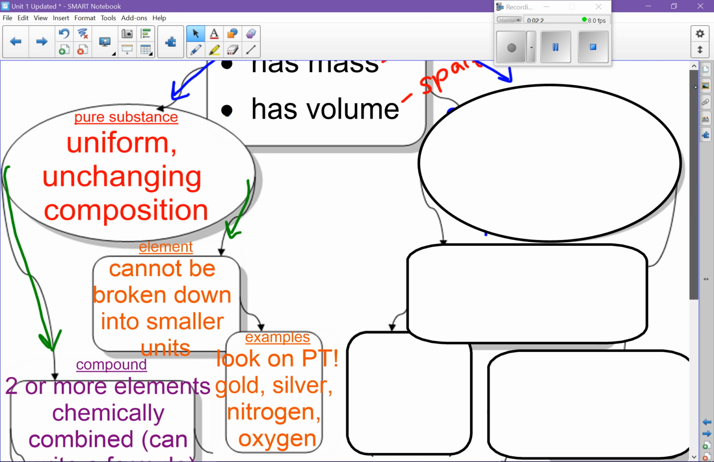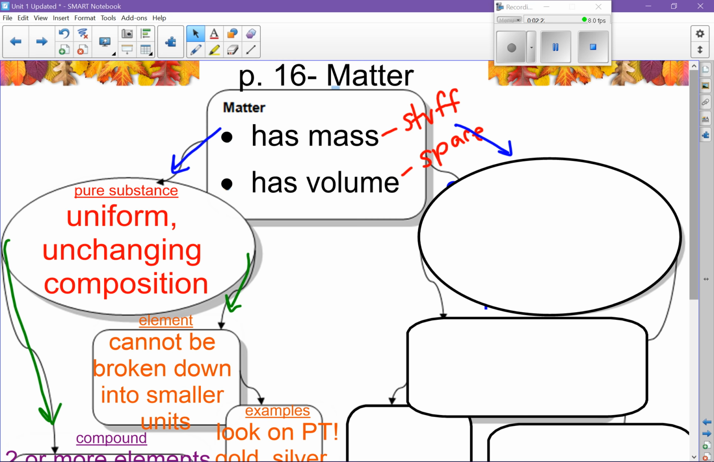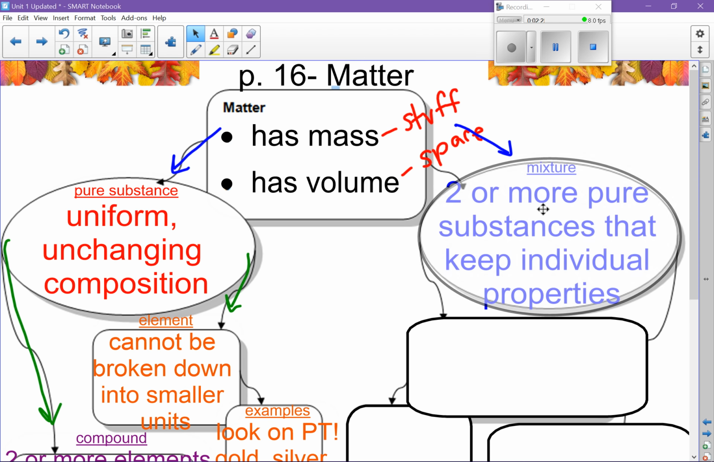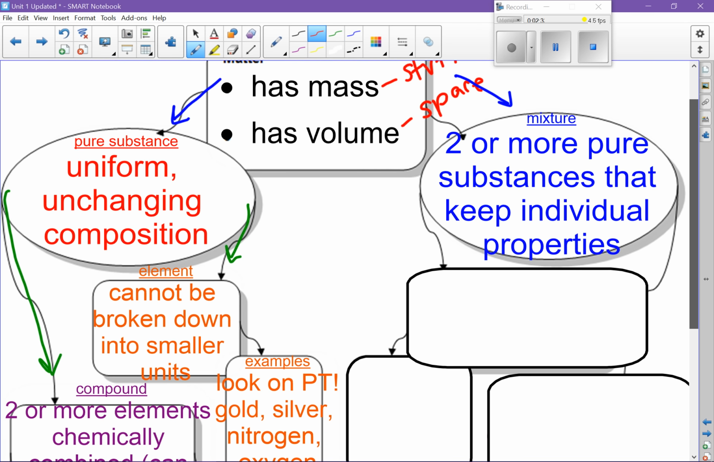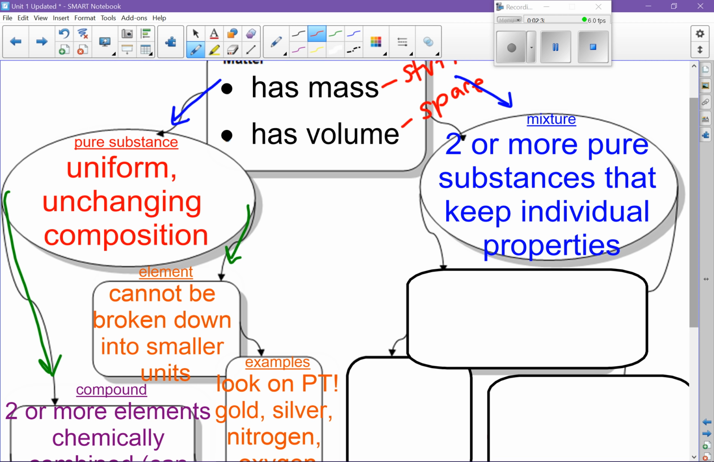Now, if something is not pure, the second category of matter, it could be a mixture. That's when you take two or more of those pure substances and you mix them, but they keep their own properties. They don't really turn into anything new. From here, we can also break them down into two other options. I think that one goes this way, actually.